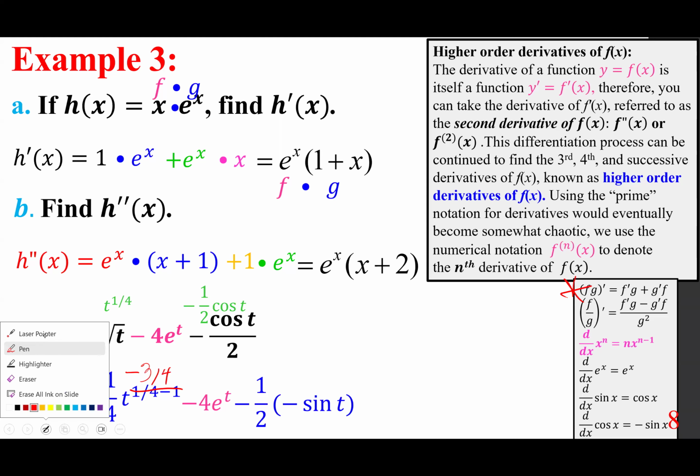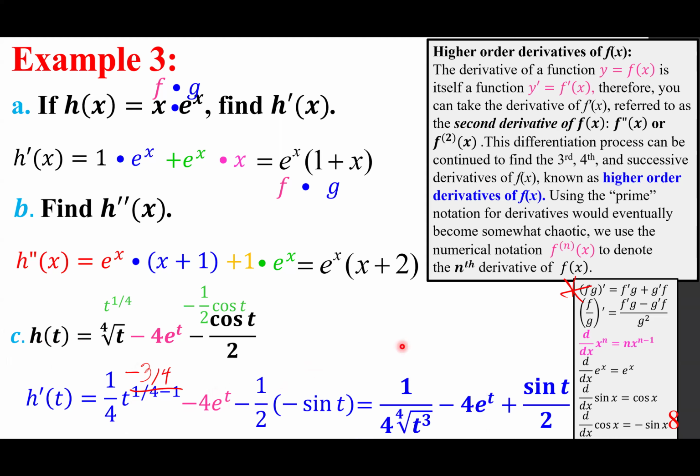1/4 times t to the power of negative 3/4, which means we bring it down and we make it t to the power of positive 3/4, or the fourth root of t cubed, minus 4 e to the power of t. These two, the product is positive sine t over 2. First of all, I put that in the same format as this one. So 1/4, the fourth root of t cubed, minus 4 e to the power of t plus sine t over 2.